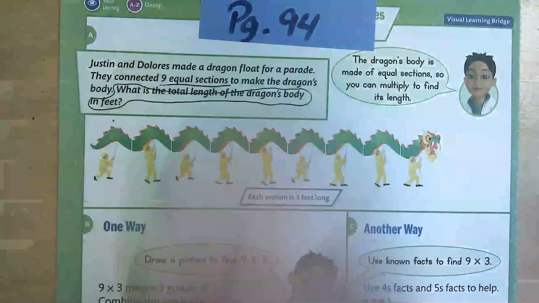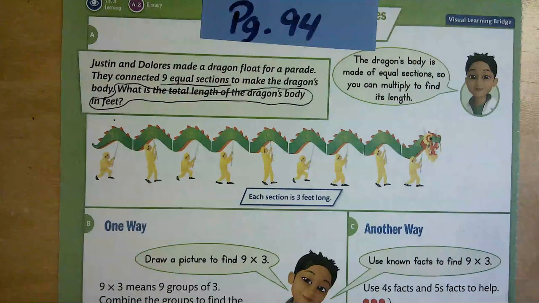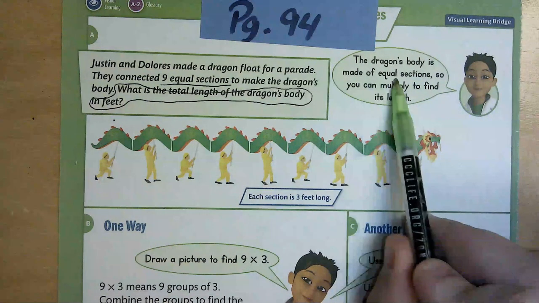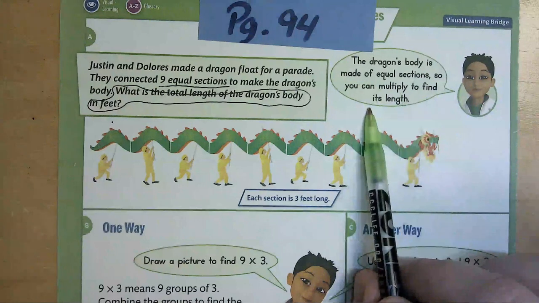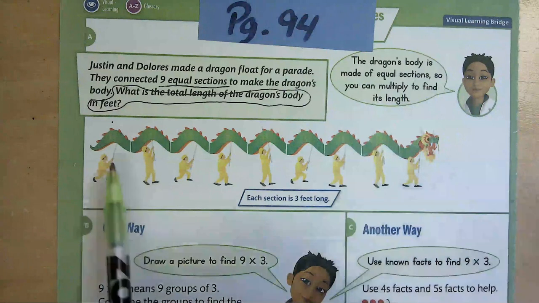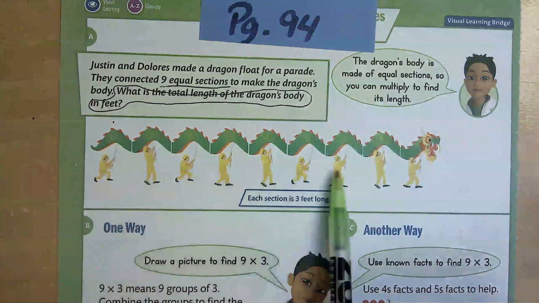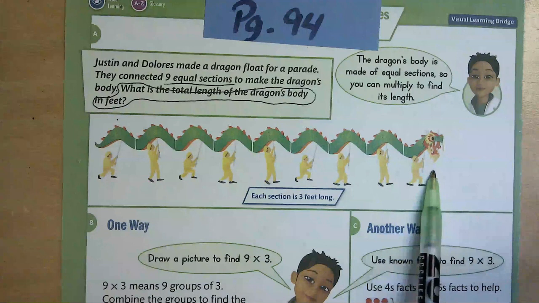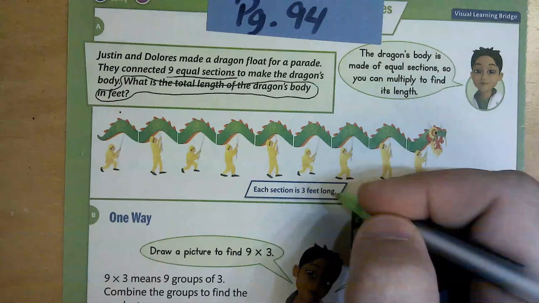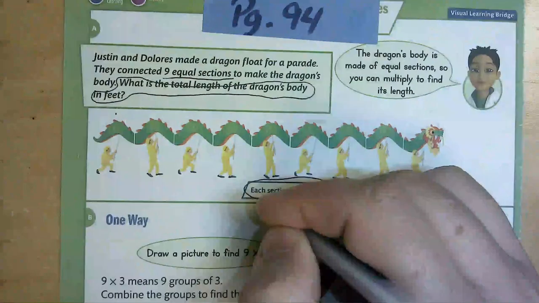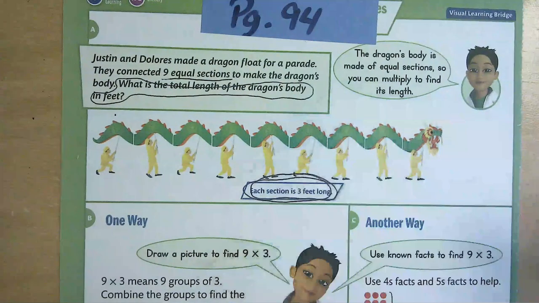Now, I've got a question for you real fast because I only see one number here, right? So how are we going to solve this problem? What are we going to do here? Well, it says here, the dragon's body is made of equal sections, so you can multiply to find its length. All right? So they connected 9 equal sections, 1, 2, 3, 4, 5, 6, 7, 8, 9, to find it.